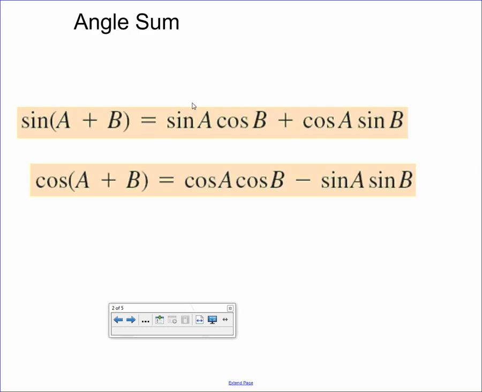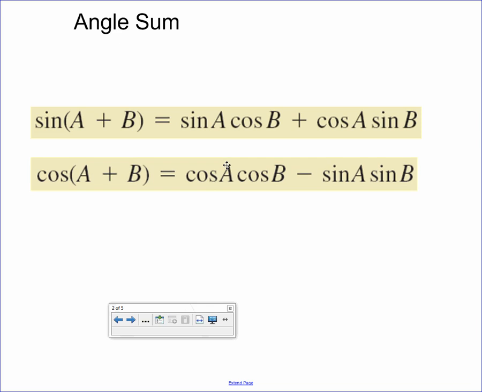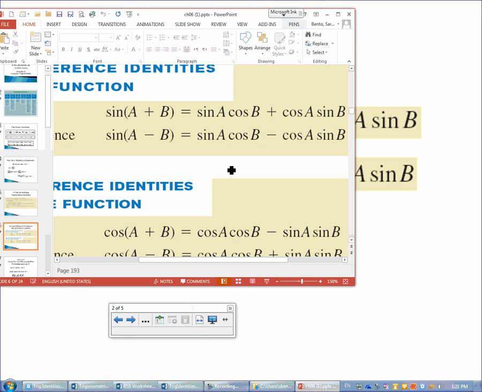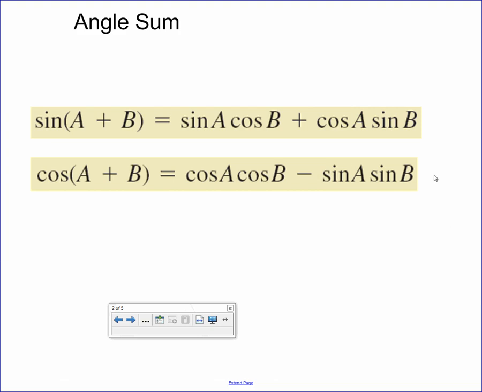So the first set of identities is for finding the sum of two angles. This is useful on the unit circle. So our unit circle, for example, only has 30 degrees, 45 degrees, and 60 degrees. Well, if I wanted to find 75 degrees, that's not on my unit circle. But what I could do is use two values that are on the unit circle. I could use 30 and 45 to make 75.